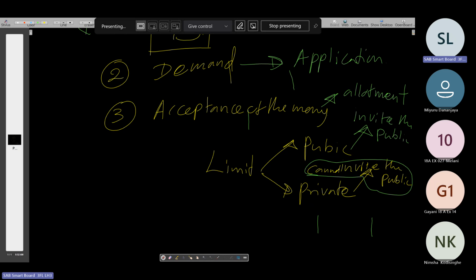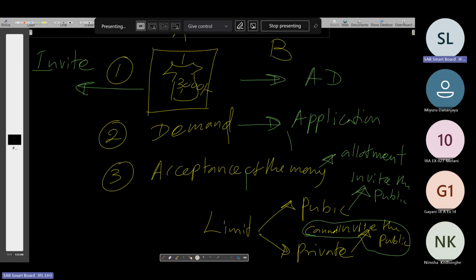there are three steps. One is advertisement: publishing an advertisement in the newspaper inviting the public to purchase shares. Then thereafter, prospective shareholders apply for the shares. That is known as application. And after the application, the company allots shares to the applicant. That is known as allotment. So three steps we can identify.